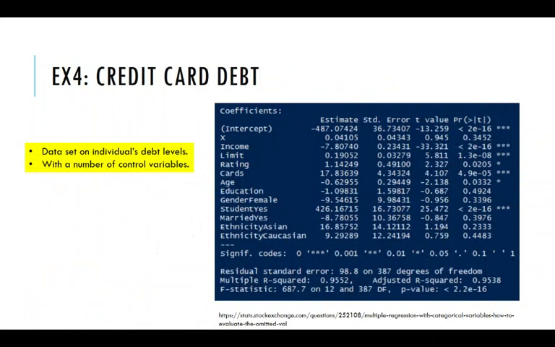The next example is looking at credit card debt. And so this is a data set on individuals' debt levels and credit card debt levels. And there's a number of control variables in this study right here. So you see all those variables on the right.